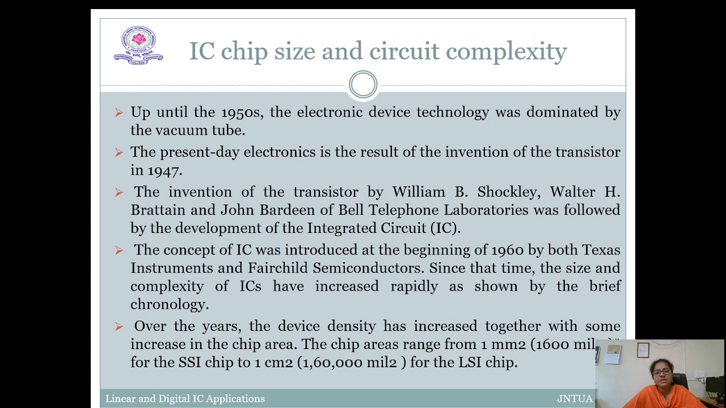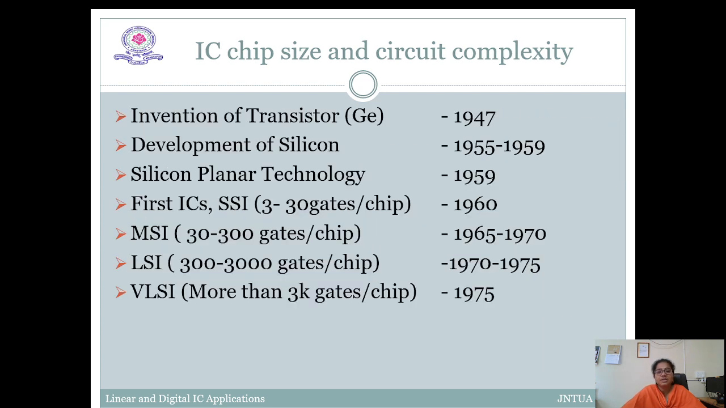The concept of ICs was introduced at the beginning of 1960 by both Texas Instruments and Fairchild Semiconductor. Since that time, the size and complexity of ICs have increased rapidly, as shown by the brief chronology. Over the years, the device density has increased together with the increase in the chip size. The chip areas range from 1 mm for the SSI chip to 1 centimeter for the large scale chip. So the invention of the transistor happened in 1947, and the development of silicon planar technology in the year 59.